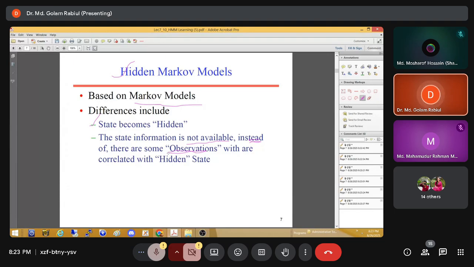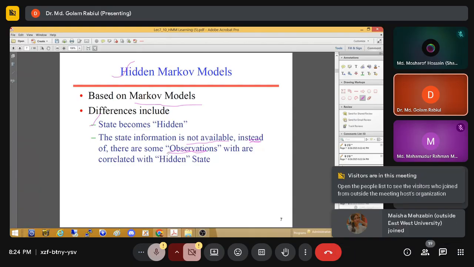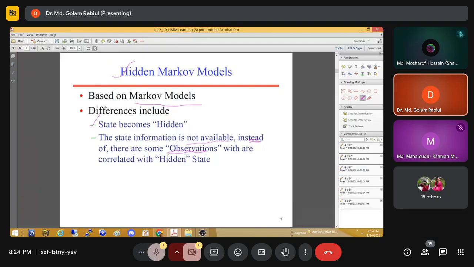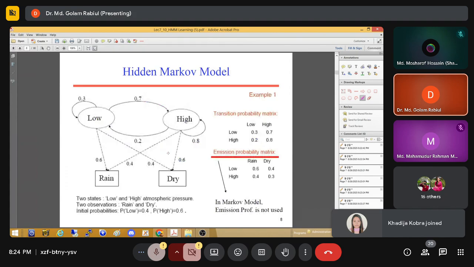We usually observe some symptoms, and based on the symptoms, if we want to predict the disease, then this problem we can model using hidden Markov models. So let's say one of the problems we can model here is the weather prediction model.